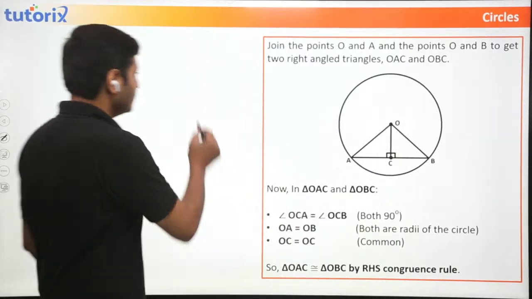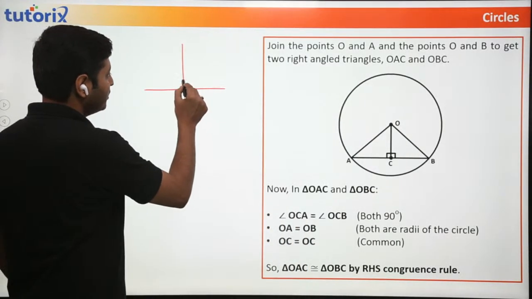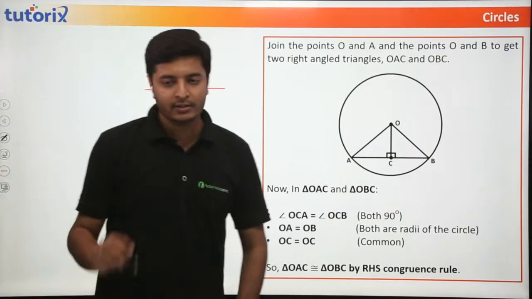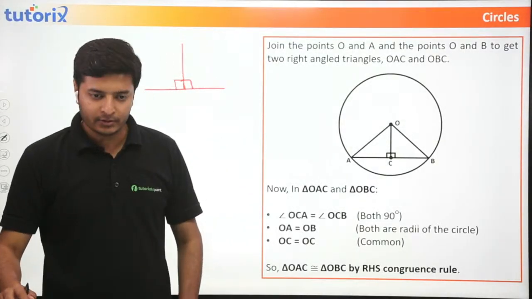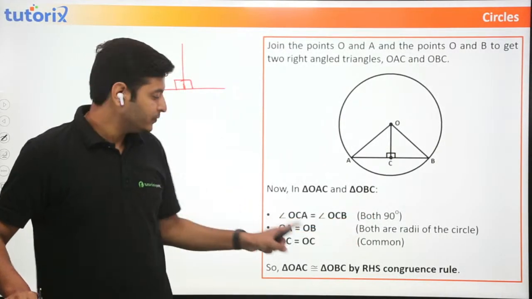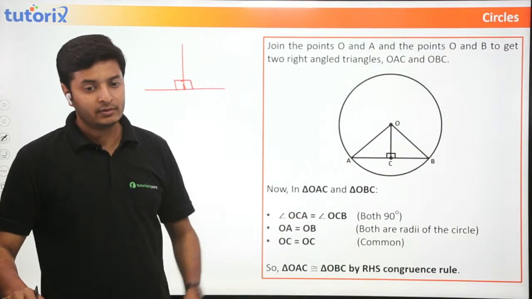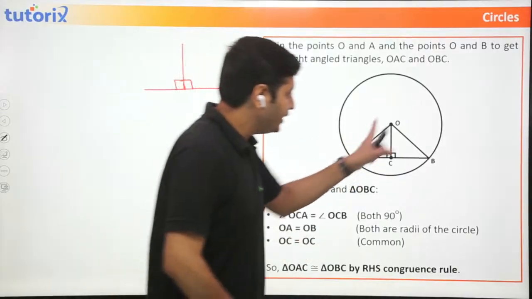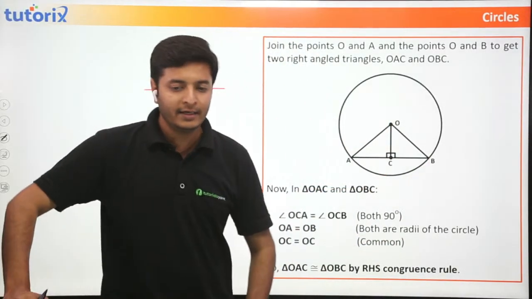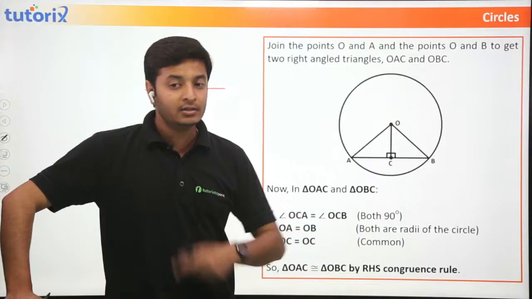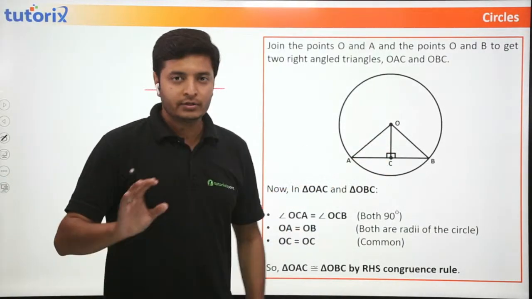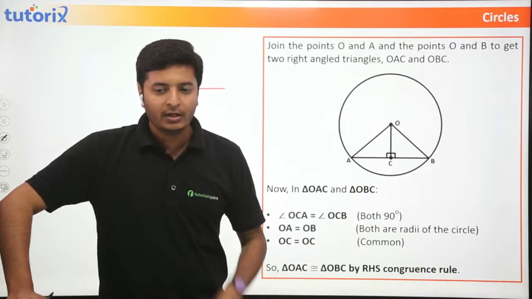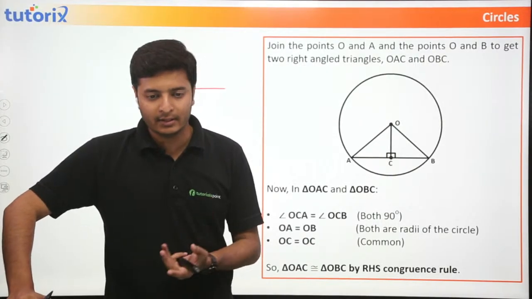Why is that? When two line segments make a 90-degree angle on one side, they also make a 90-degree angle on the other side, right? We know this. So both are 90 degrees, so angle OCA is equal to angle OCB. Also, OA and OB are equal because both are radii of the same circle. Third, OC is equal to OC. This side OC is common to both triangles. If it is common, then of course it is equal.